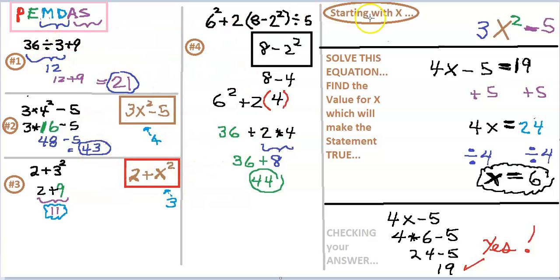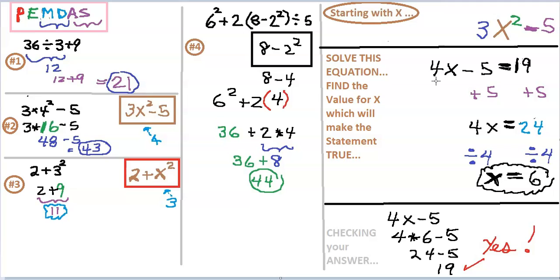Now, let's suppose we want to build an expression. So let's start with x. We'd like to build the expression over here, 3x squared minus 5. To build that, we would do the squaring first. Then we would do the multiplication. We do exponents, then multiplication, and finally the subtraction. So that's how you would build this expression. Start with the x, square it, multiply by 3, and then subtract the 5.